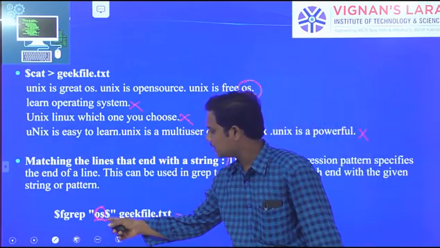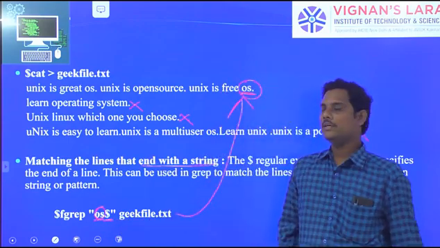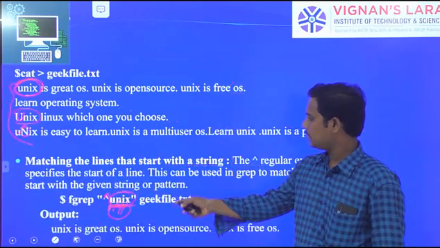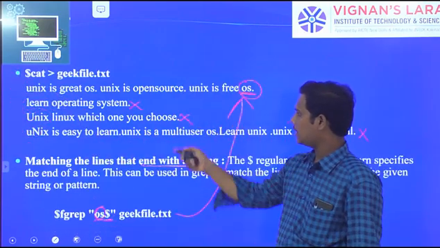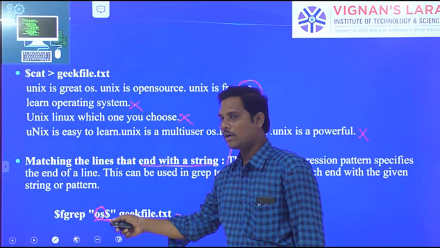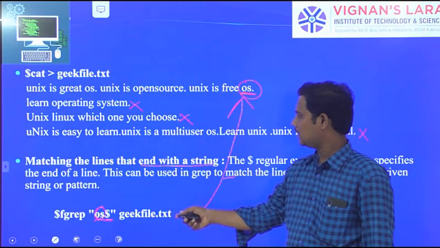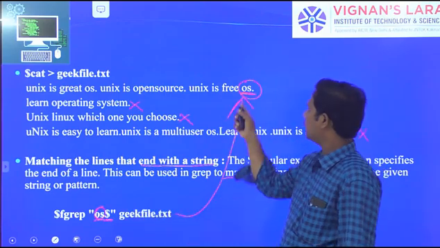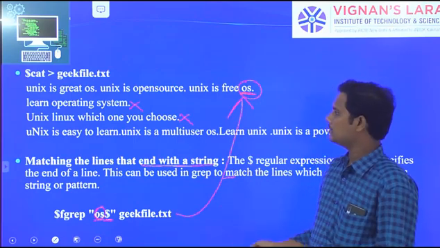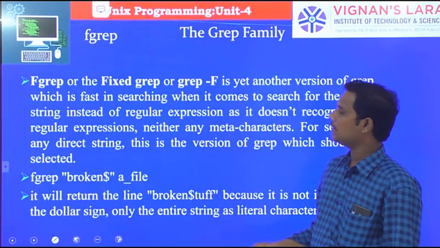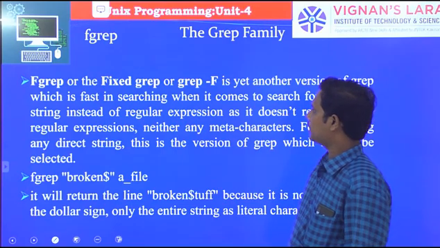If you use the dollar symbol, it means the end of the line. Previously, for the start of the line, the line with Unix at the start was displayed. Now for the end of the line, you use the dollar symbol. If OS is at the end of the line, it will be displayed on the screen. These are the things we will discuss in the examples of grep.